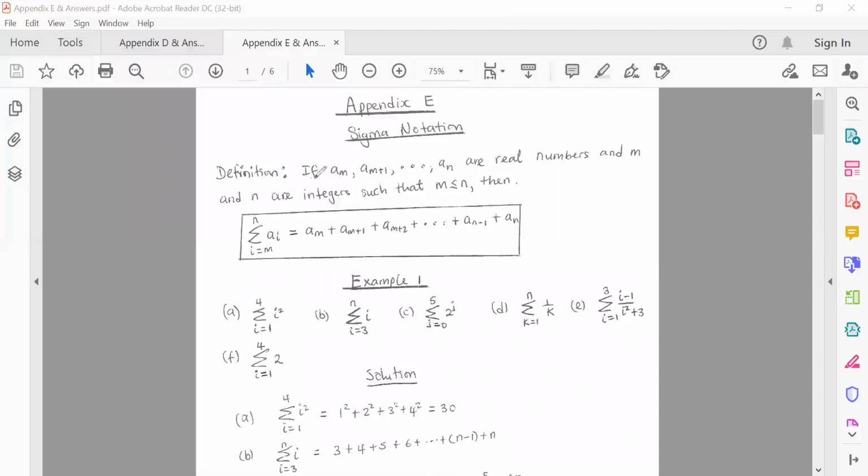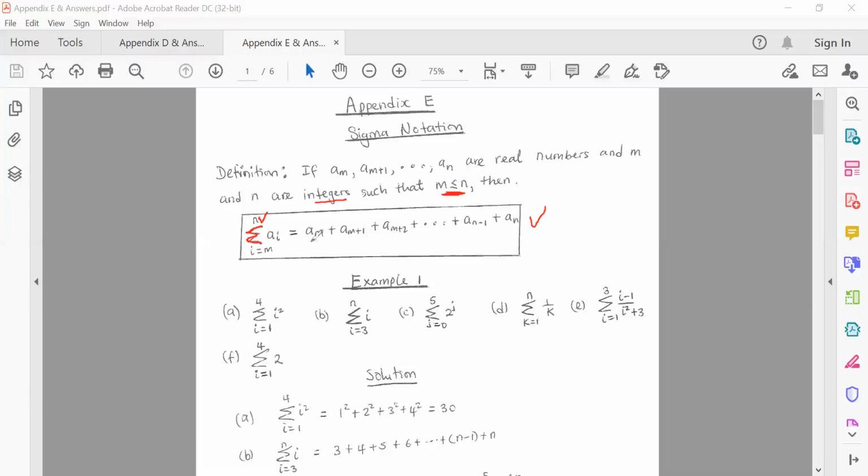Definition. They say if a subscript m, a subscript m plus 1, all the way up to a subscript n are real numbers, and we say m and n are integers, such that m is smaller than or equal to n, then this applies. So take note, this sigma sign here stands for sum. It means summation. So summation from i equals m all the way to n of a subscript i.